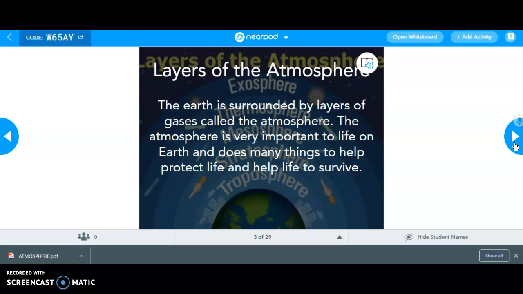So the atmosphere, all the air that is surrounding the Earth, is divided up into layers. There are layers of air that surround the Earth, and each layer has very important aspects and functions that help protect people on the Earth, help the Earth function and continue to thrive. We're going to study each of those layers as we move through this unit.